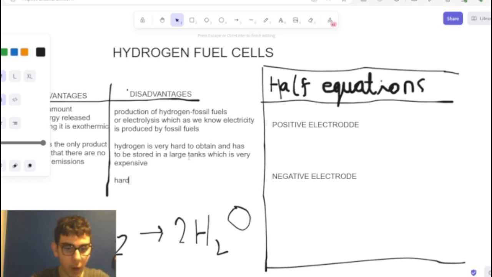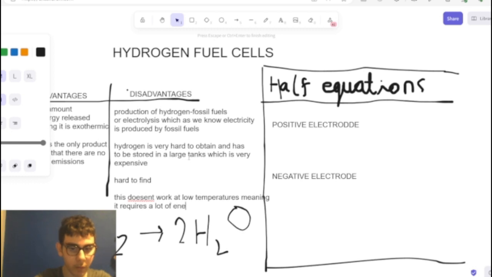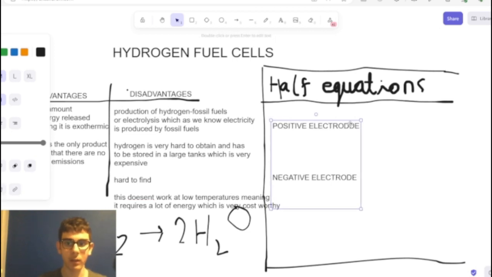Also, it's hard to find, and this doesn't work at low temperatures. This is the biggest issue because it requires a lot of energy, which is very costly. So overall, I think that the disadvantages outweigh the advantages. But this could be a typical 6 marker: compare hydrogen fuel cells with a lithium rechargeable battery, and you've got to use these advantages and disadvantages. You may get a table showing you some data, and it may say use the data as well, but also use this knowledge, because this knowledge will get you the 5-6 marks.